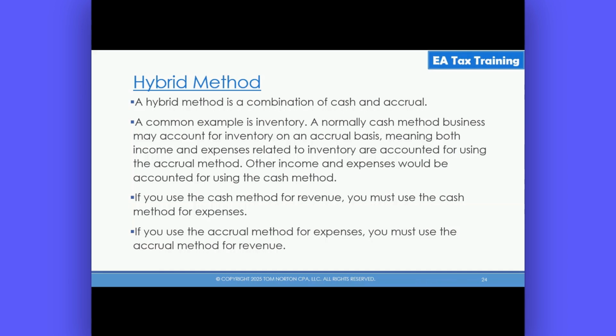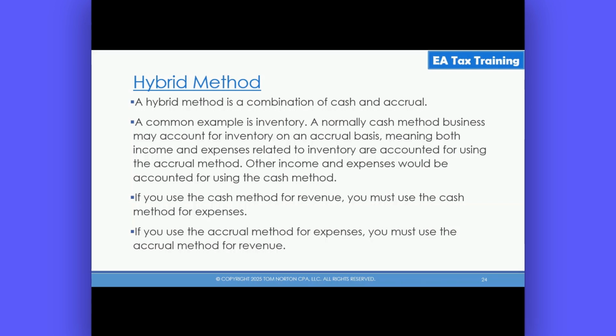The other rule is if you use the accrual method for expenses, then you must also use the accrual method for revenue. So in other words, if you are going to record your expenses now, as soon as the expense is incurred, then you also have to recognize the revenue now as soon as the revenue is earned. So they want to make sure that those two things match.